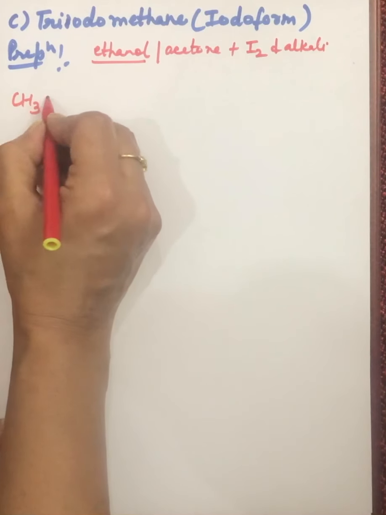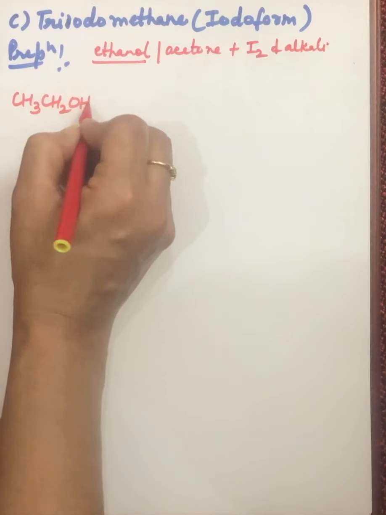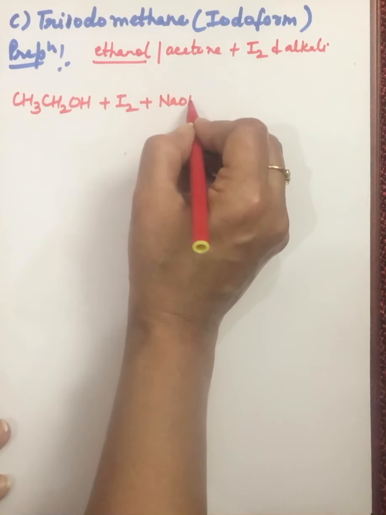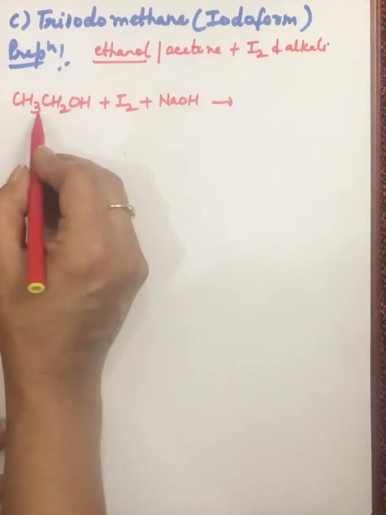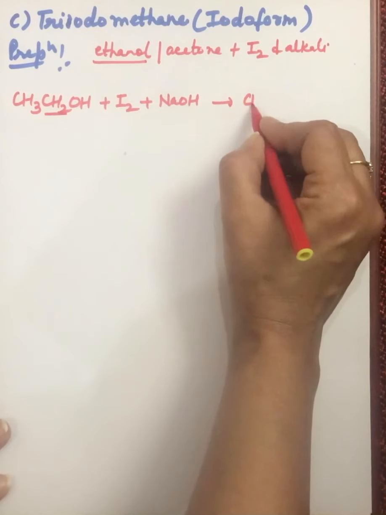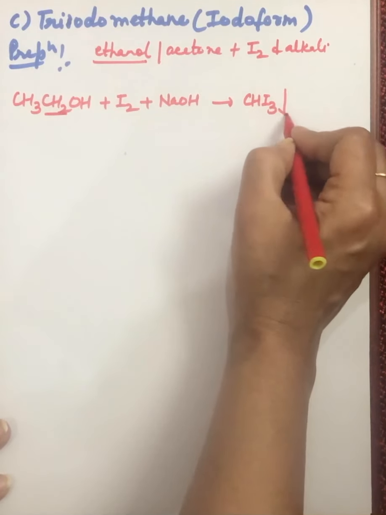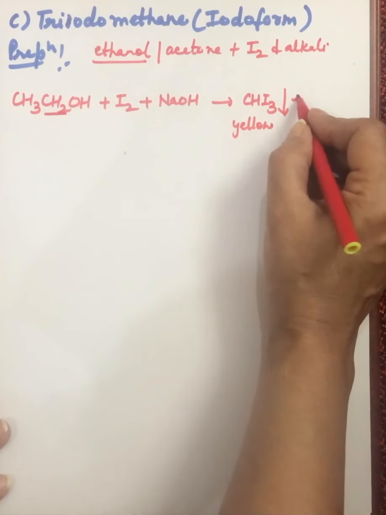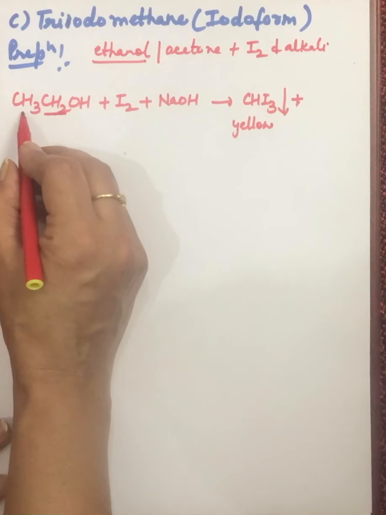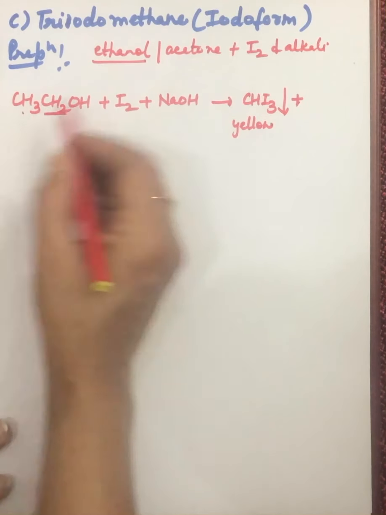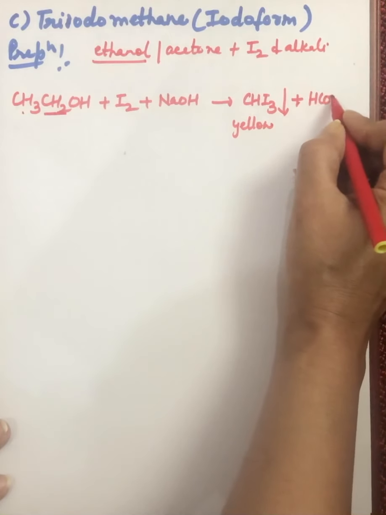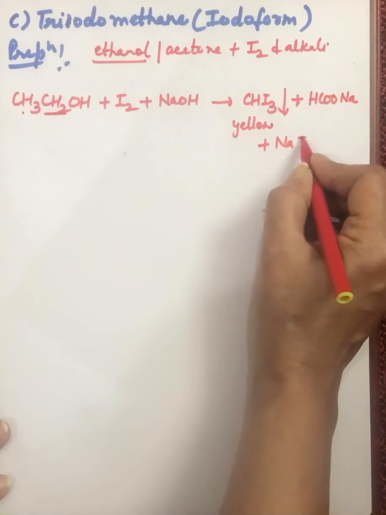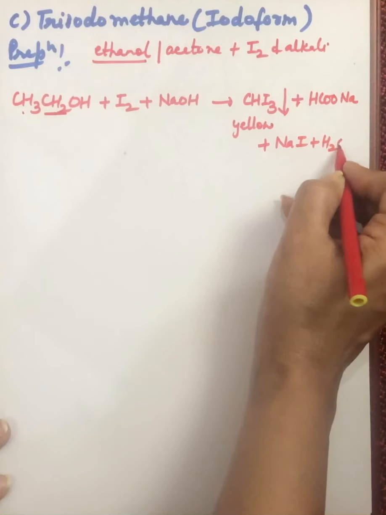If we take ethanol, CH3CH2OH, add iodine and alkali NaOH, then one of the carbons here will change to CHI3, iodoform, which is a yellow color solid. Now, after removing one carbon, one carbon is left here. So this forms a one carbon atom sodium salt of carboxylic acid with NaI and water.